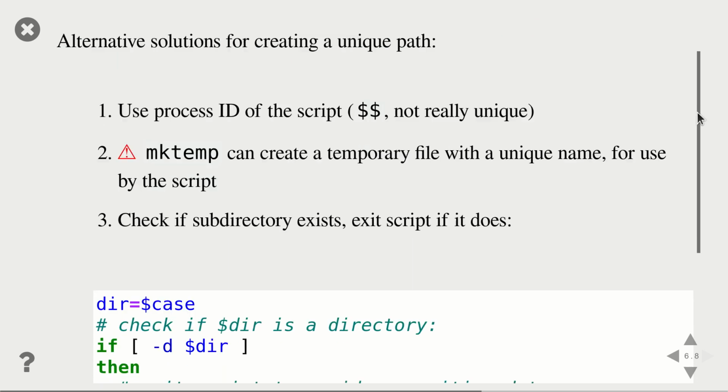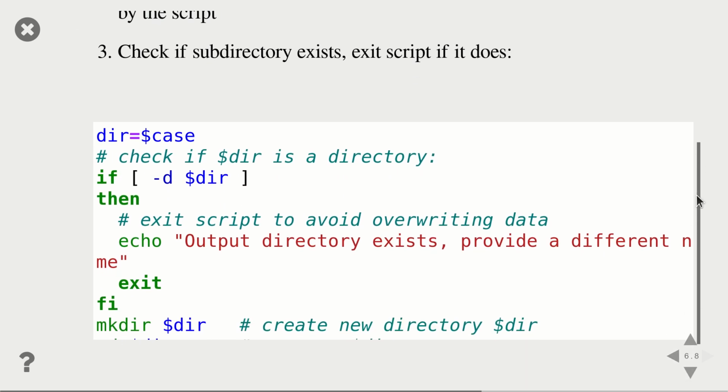But we could also check if the directory exists, and if it does exist, then we just exit with an error message. It just is safety handling. So the way you check if a file name or a directory does exist, you do an if statement and use the -d, and then the name of the directory that you want to check. So I have that simple if statement, and if it does exist, then I output an error message, and I exit the script with exit. And otherwise, I continue as before.